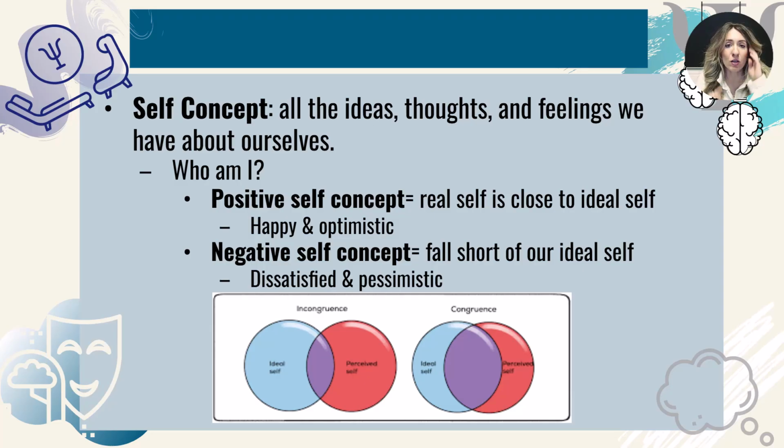And if you see in this graphic here, you see that ideally you want to be congruent, right? So you want to have a real self and an ideal self, or a perceived self and an ideal self, overlapping, and that leads to the happiest version of yourself, versus having incongruence, which leads to a more negative self-concept because you're always wishing you were something else, and there's not a lot of overlap between who you think you are and who you want to be.